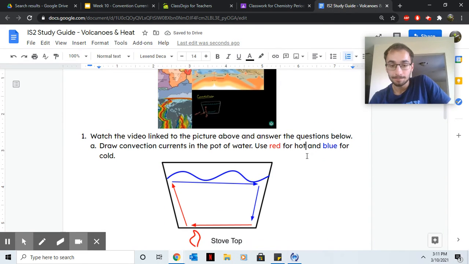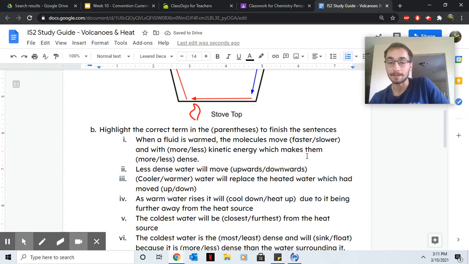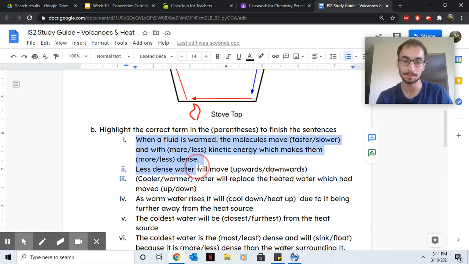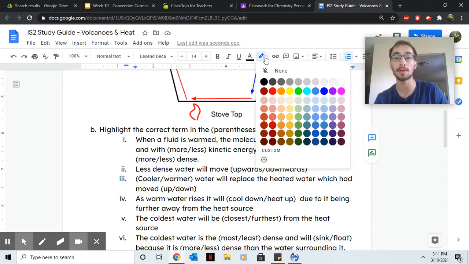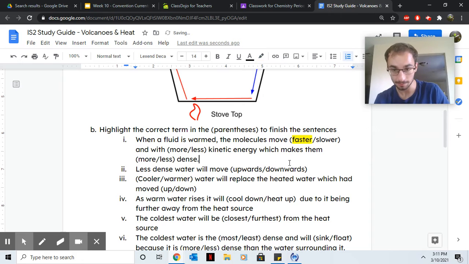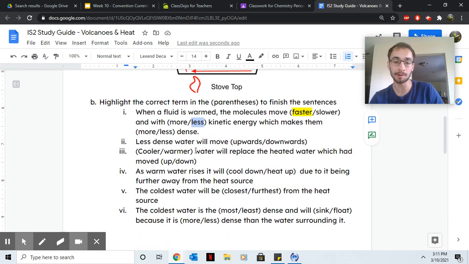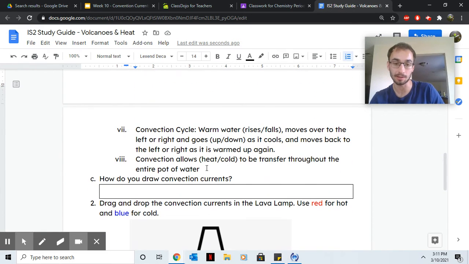Okay. Next, these questions are meant for you to do yourself. How you do it, you highlight the correct term in the parentheses to complete the sentence. So like, for example, when a fluid is warm, the molecules move faster, and with blank, pick more or less kinetic energy. And then keep going down into question or part 8.